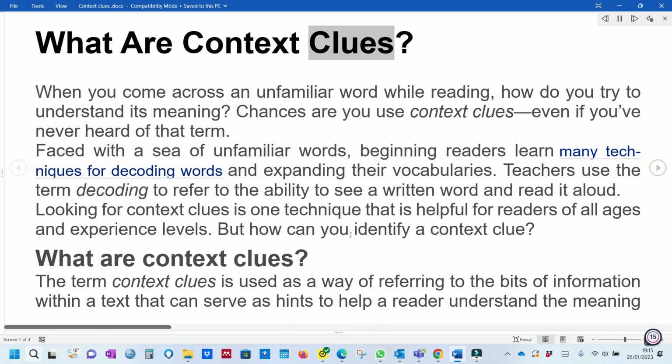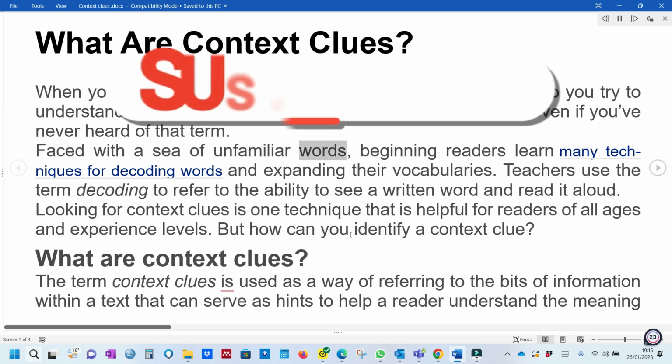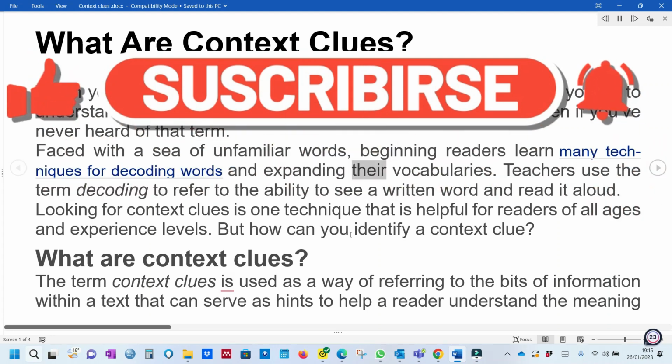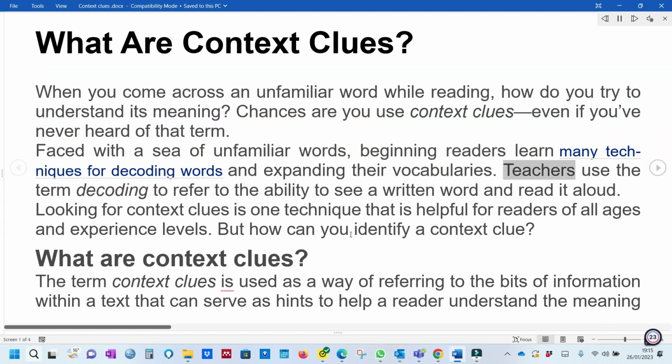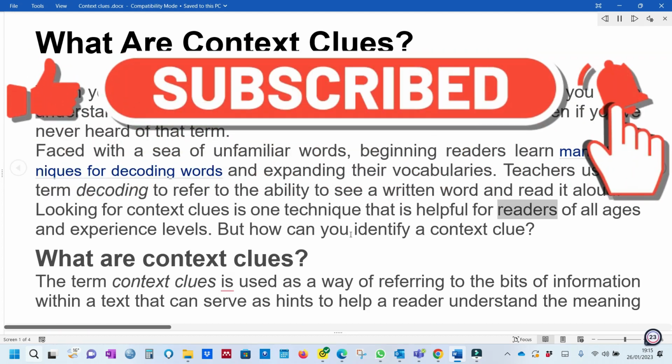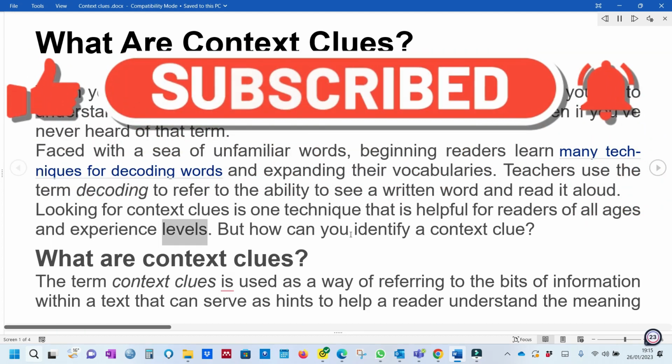What are context clues? When you come across an unfamiliar word while reading, how do you try to understand its meaning? Chances are you use context clues, even if you've never heard of that term. Faced with a sea of unfamiliar words, beginning readers learn many techniques for decoding words and expanding their vocabularies. Teachers use the term decoding to refer to the ability to see a written word and read it aloud. Looking for context clues is one technique that is helpful for readers of all ages and experience levels.